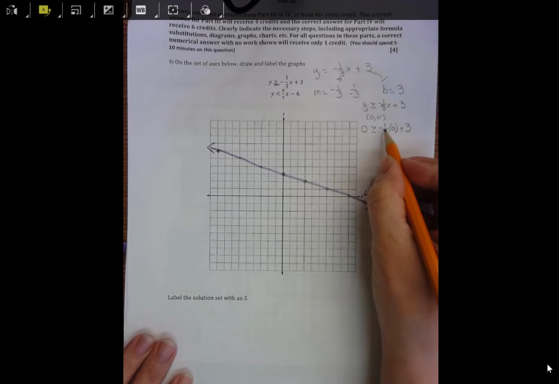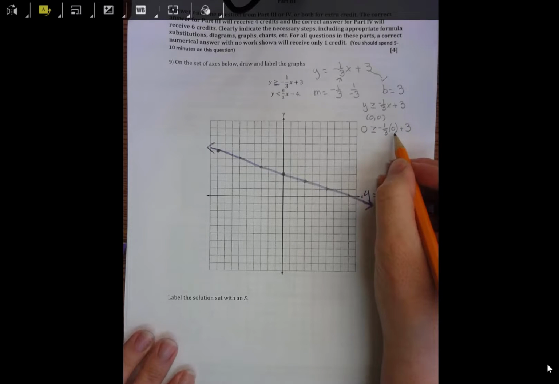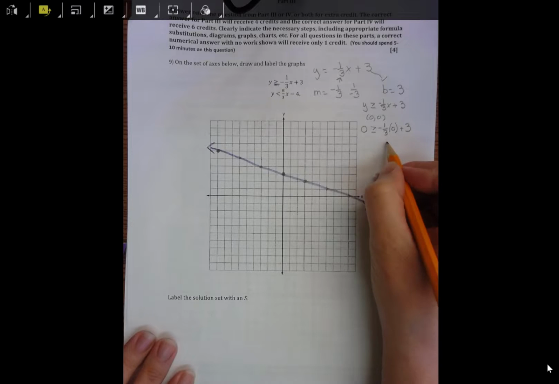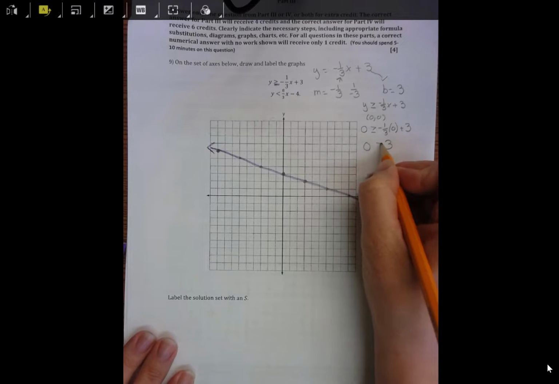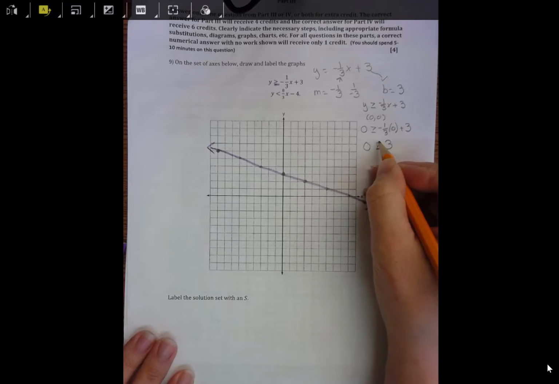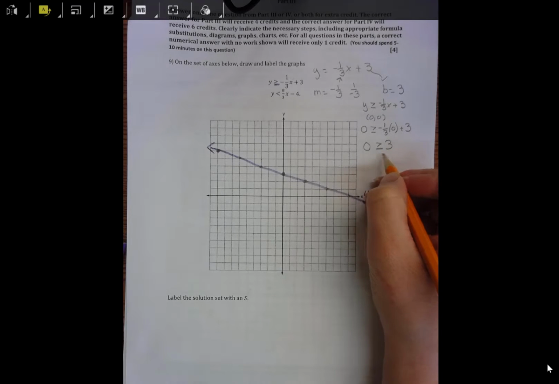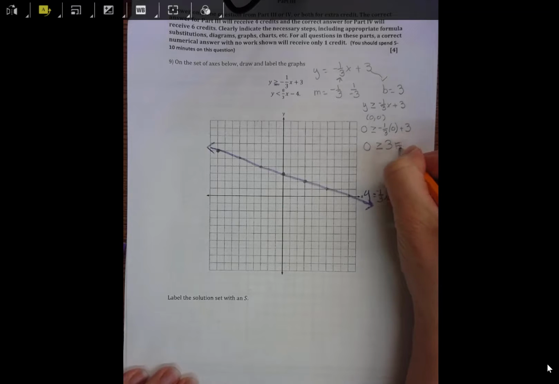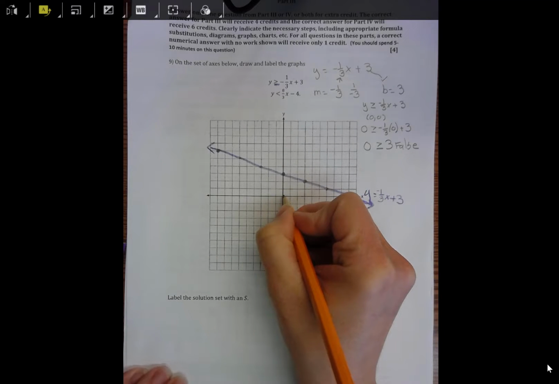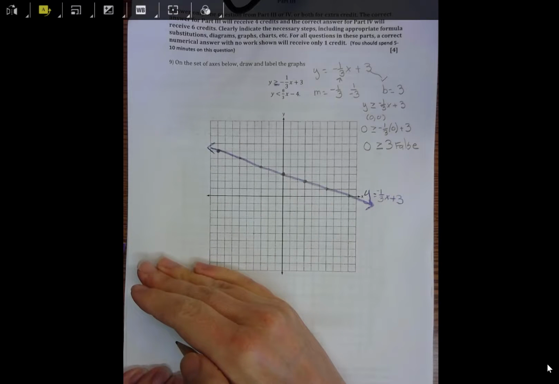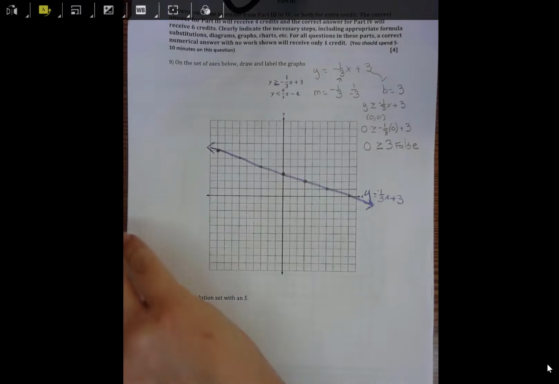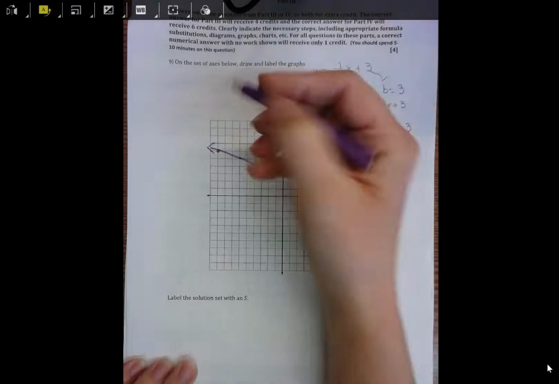Negative 1/3 times 0 is 0. 0 plus 3 is 3. So we have 0 is greater than or equal to 3. Since 0 is not greater than 3, this is a false statement. So we don't want to shade the side that contains the origin, so I'm not going to shade below the line. I'm going to shade everything above the line.